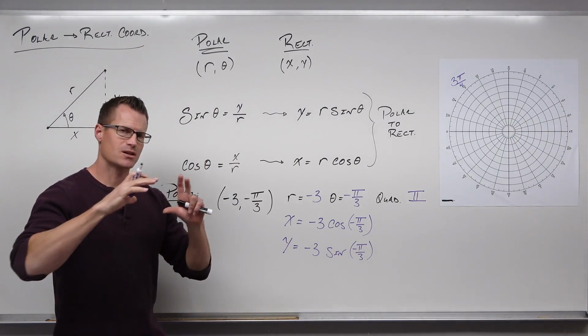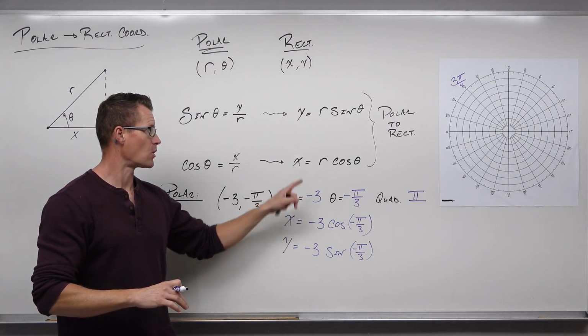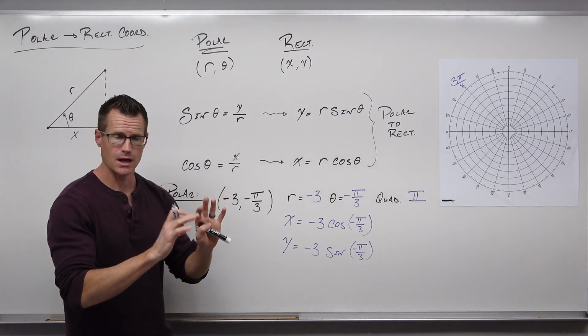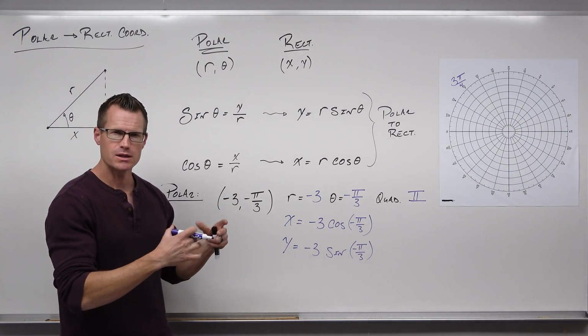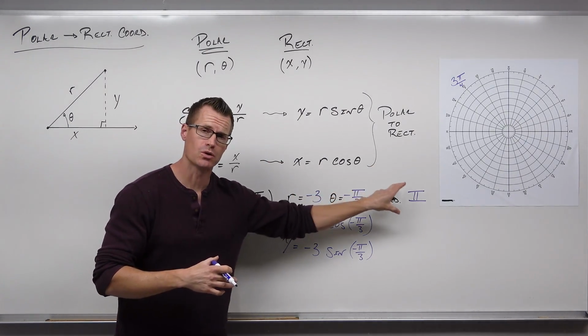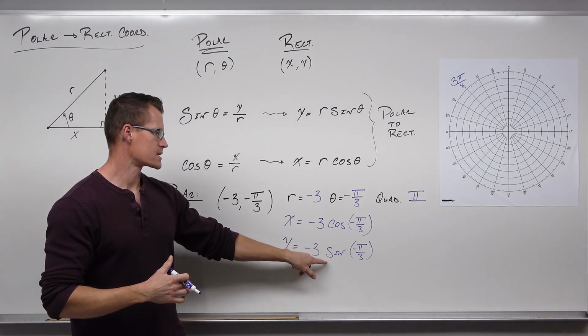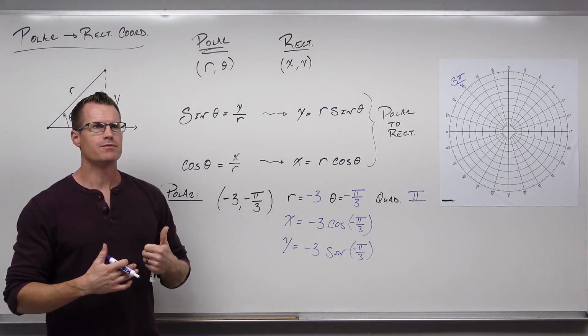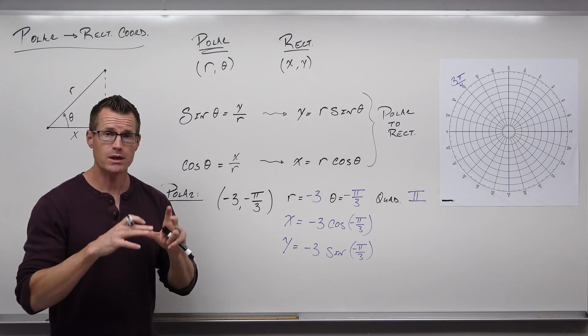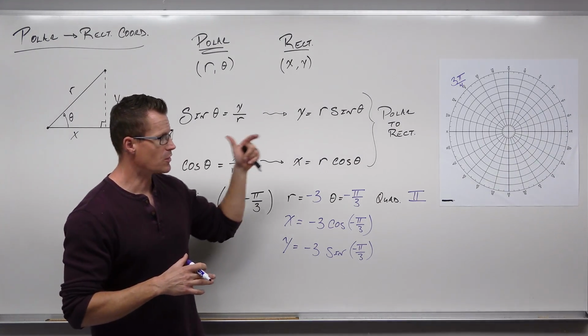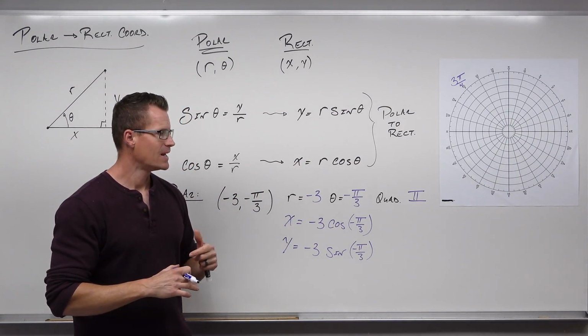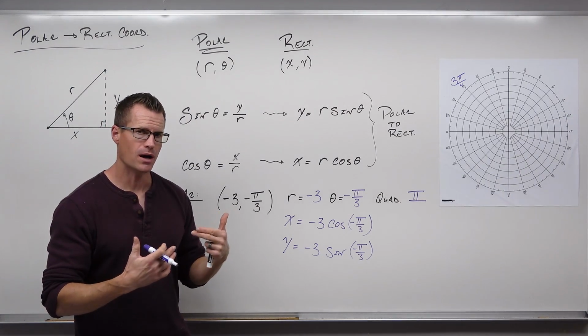So for x, because x relates to cosine, we have negative 3, that's our r. Always r first with the sign. It'll take care of where this is located on the quadrants. We're just going to make sure that we haven't made a mistake by matching our quadrants up. Cosine for x, sine for y. So cosine of negative pi over 3. You can use your unit circle and do this. You can think of this as 5 pi over 3. Either way you go, you're going to get positive 1/2.